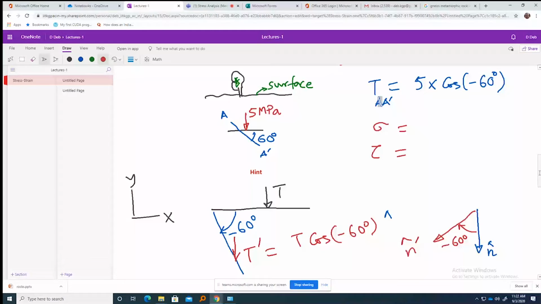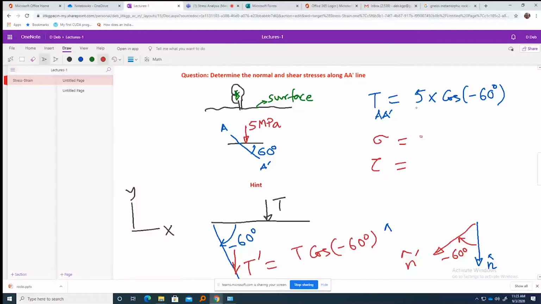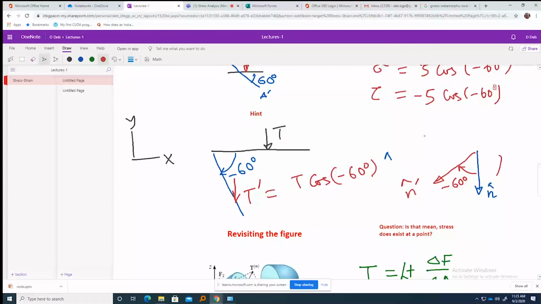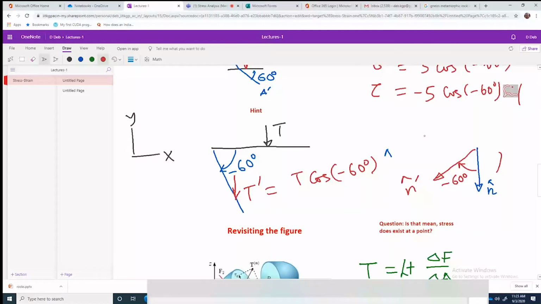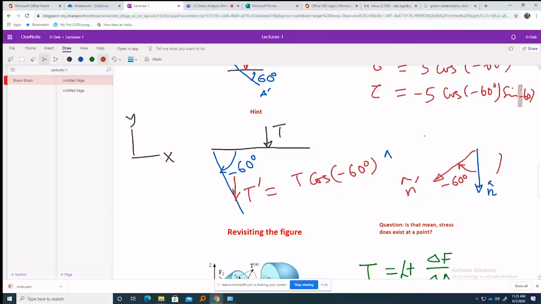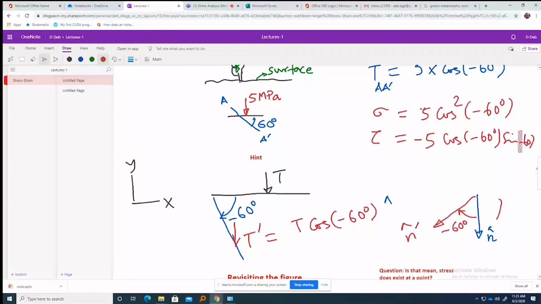So 1.25. Right. Sigma is 1.25. It's basically 5 cos square 60. That will become. And tau will be, this will be 5. Oh, sorry. Wait. So this one will be 5 cos square minus 60 degree, and this one will be minus 5 cos minus 60 and sine minus 60. Okay. This should be the answer you will get, and those who could not do it, you can do it in your home. The hint I've already given.